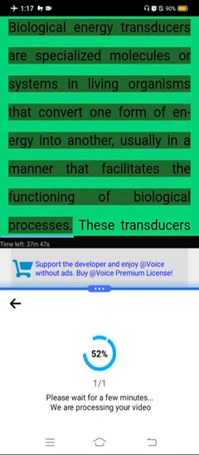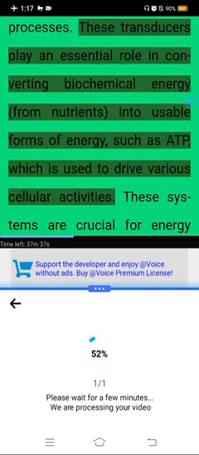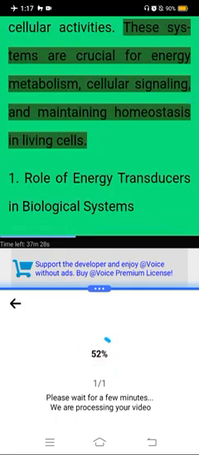Biological energy transducers are specialized molecules or systems in living organisms that convert one form of energy into another, usually in a manner that facilitates the functioning of biological processes. These transducers play an essential role in converting biochemical energy from nutrients into usable forms of energy, such as ATP, which is used to drive various cellular activities. These systems are crucial for energy metabolism, cellular signaling, and maintaining homeostasis in living cells.